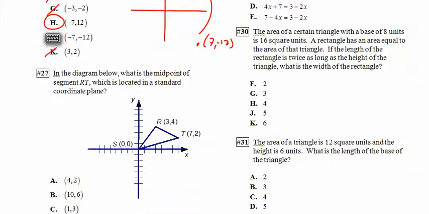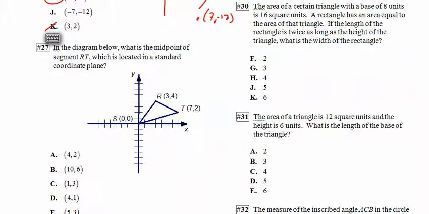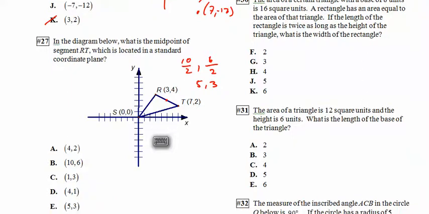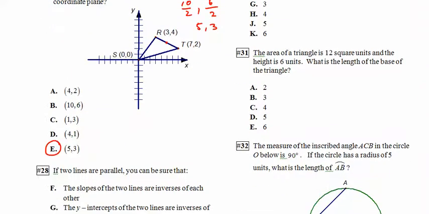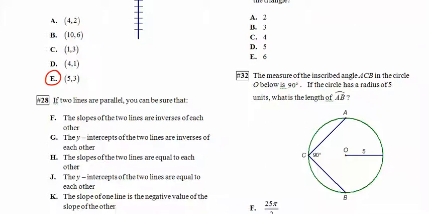So stay on it. In the diagram below, with the midpoint of segment RT, midpoints, just add them together. 3 plus 7 is 10 over 2. 4 plus 2 is 6 over 2. 5 comma 3. 1, 2, 3, 4, 5. 1, 2, 3. Yep, looks good to me. Notice I checked it graphically, which is really the best way to do it.